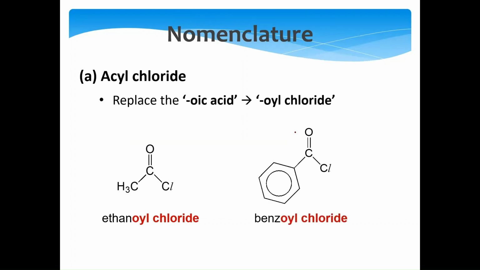The next example: if this had been a carboxylic acid with a COOH group directly bonded to the benzene ring, we would have named it benzoic acid. But in this case, it's a COCl group bonded to the benzene ring. Therefore, we replace the oic acid and it becomes benzoyl chloride.